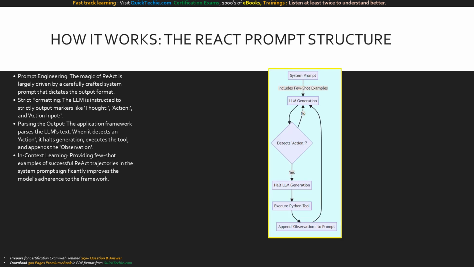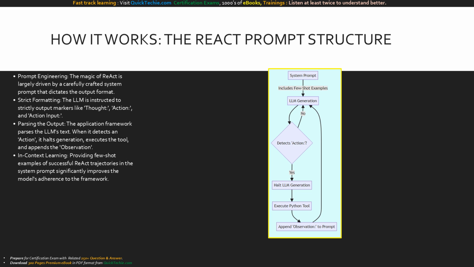How do we actually force an LLM to behave this way? It comes down to structured prompt engineering. We instruct the model that it must operate using specific textual markers. It is told to output thought, followed by its reasoning, then action, followed by the tool name, and action input for the parameters. The surrounding orchestration code like LangChain acts as a parser.